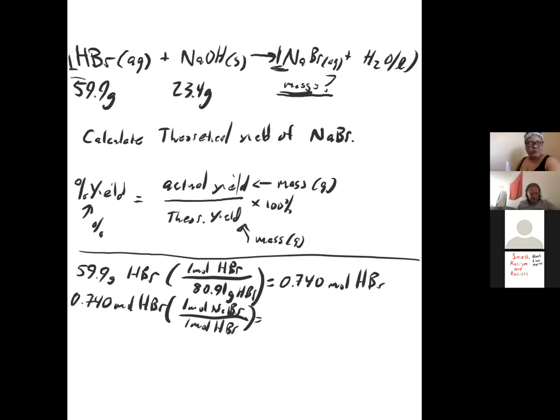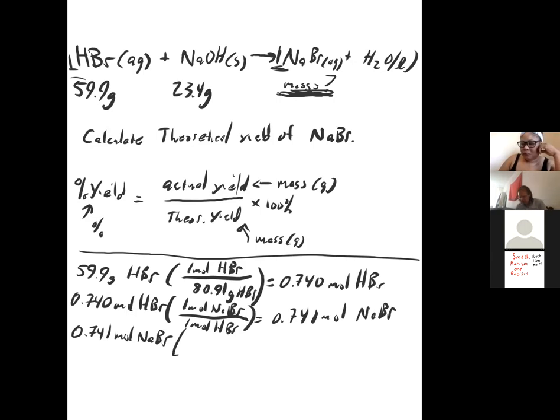So you get 0.74. Because everything's 1 in the balanced equation, you're going to get 1. Okay. Now you got to convert this to mass. So 0.741 moles of NaBr. Now, how much does NaBr weigh? It's 22.99 for the sodium, plus 79.9 for the bromine, so that's 102.89.